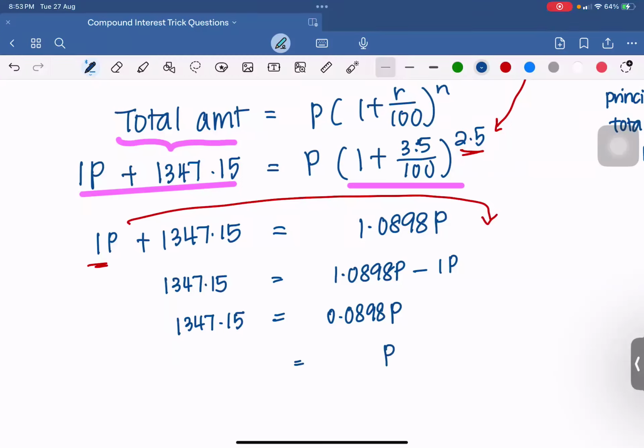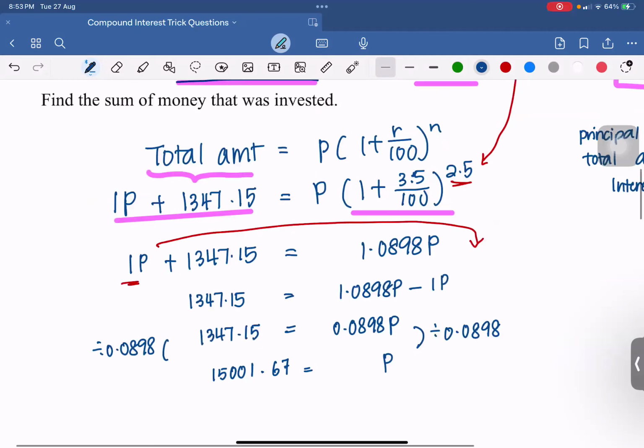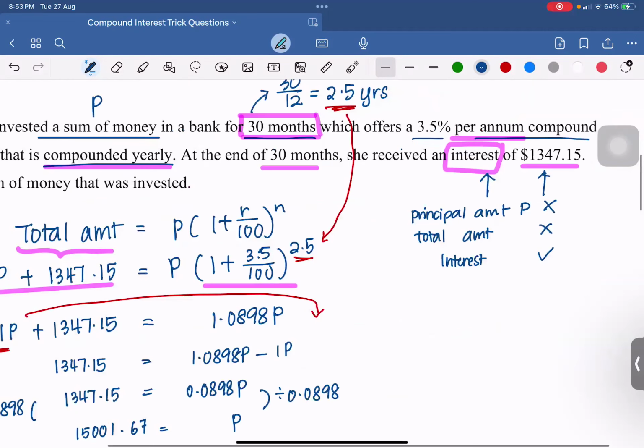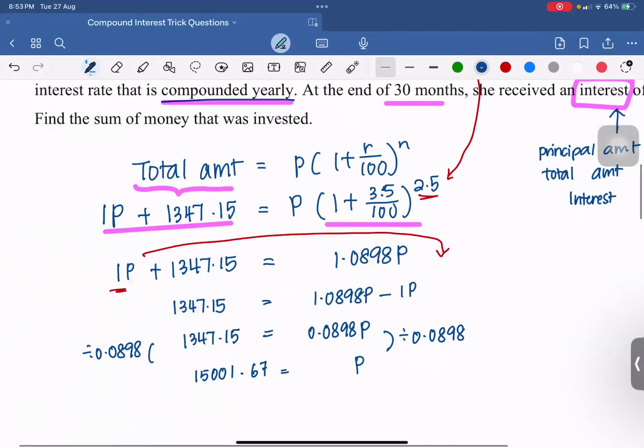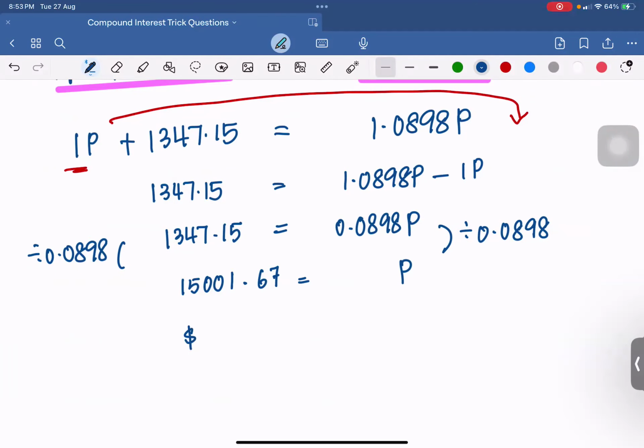Okay, then the next step, I want to get P only. I don't want this whole number. I divide by 0.0898. Can get my answer. 1347.15 divided by 0.0898. And I get my answer 15,001.67. Okay, find the sum of money that was invested. So in this case, I will have to round it off to 2 dp, which is this answer. So P is equal to this.